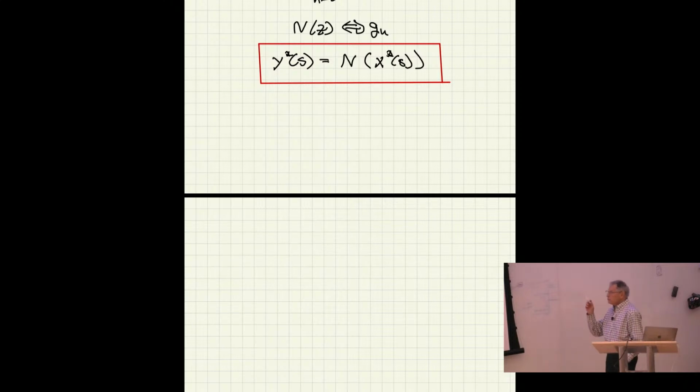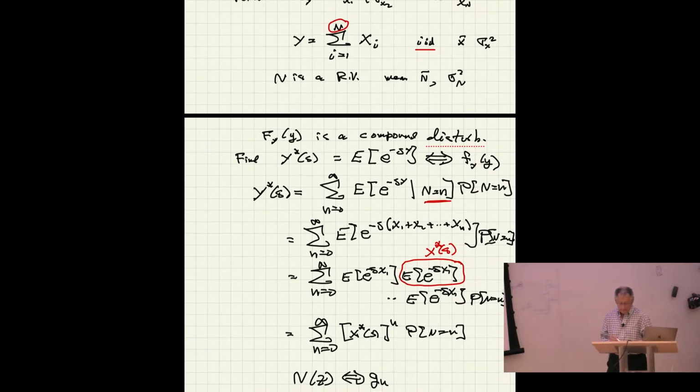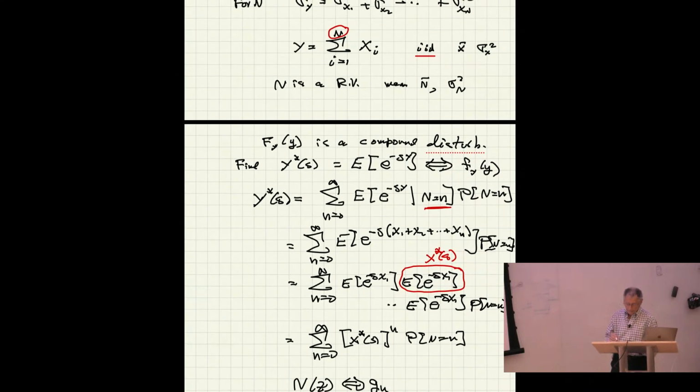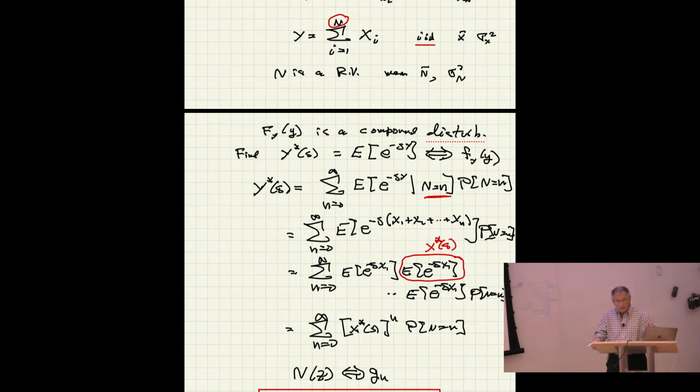Now, I took you through this example to show you the power of conditioning. I didn't know how to write down y star of s up here. I didn't know how to write that down. I didn't know what to do with this. But once I condition it on this, I can write this thing down very easily, bang, bang, bang, and get to that result. We're going to use that over and over again.